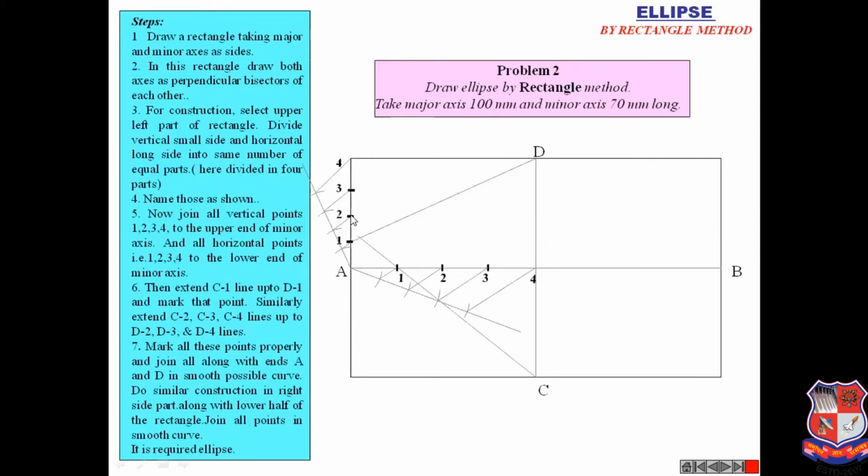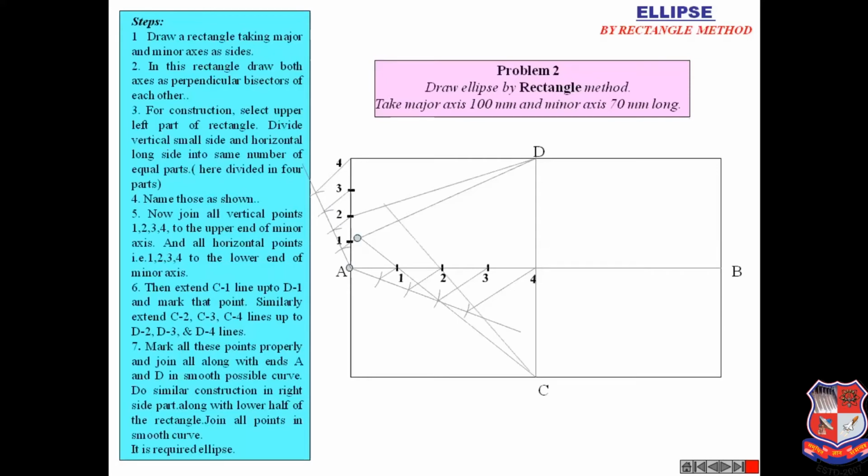In the same way, from 2 you draw one inclined line touching at D. Again, from C, one line passing from 2 touches at these 2 lines. So you will get 1 point. Okay, see here.